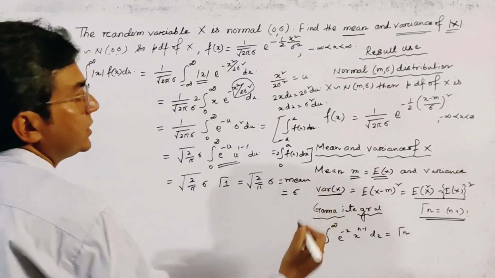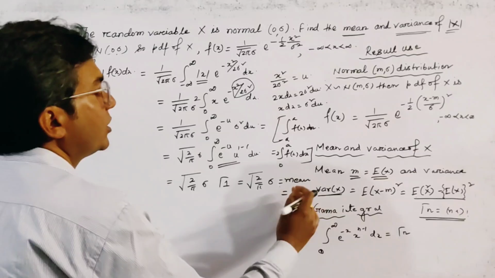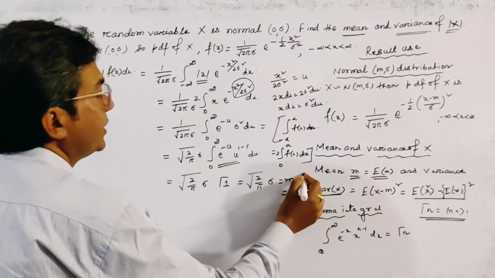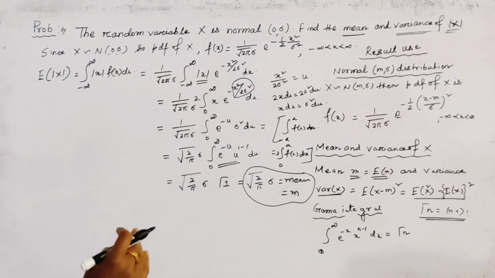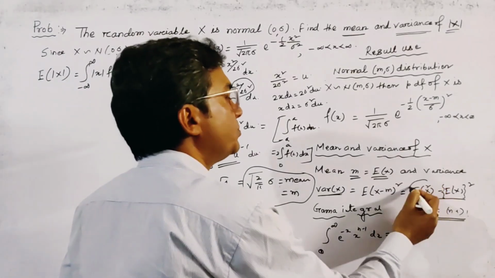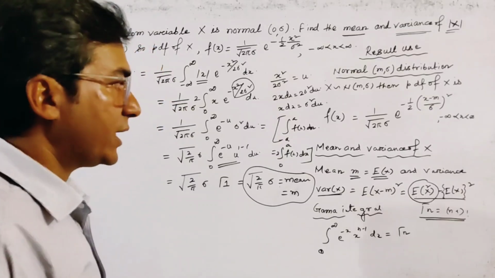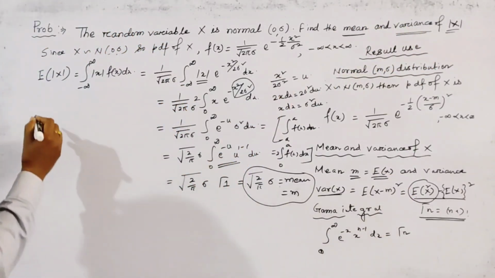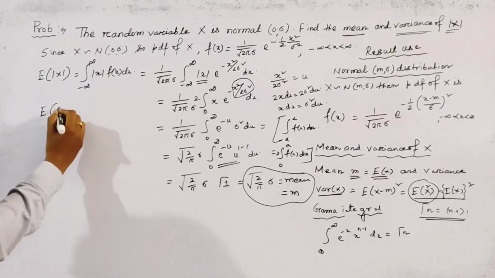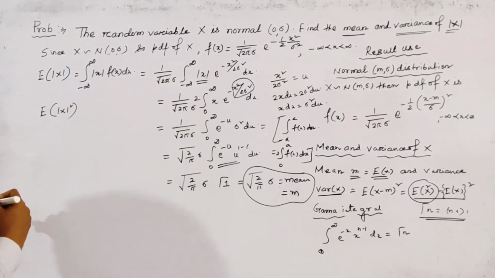Okay, and it is denoted by m. This is the mean. This is the first result. Now, to find the variance, we have to find the expected value of x square. Here we have to find the expected value of mod x square. So we start from here: expectation of mod x whole square.